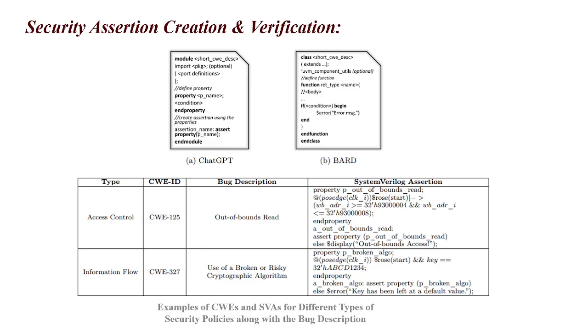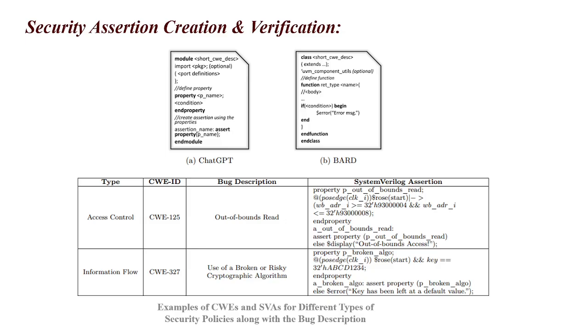On the right, BARD uses a UVM style class based template which is less consistent and less extensible across RTL designs. So, this was not adopted in the paper. Also, below you can see a table that shows real examples of CWEs and the assertions created to detect them. For instance, for CWE 125, which is an out of bounds read, the assertion checks if a read address goes beyond the defined valid range, and if it does, it flags a violation.